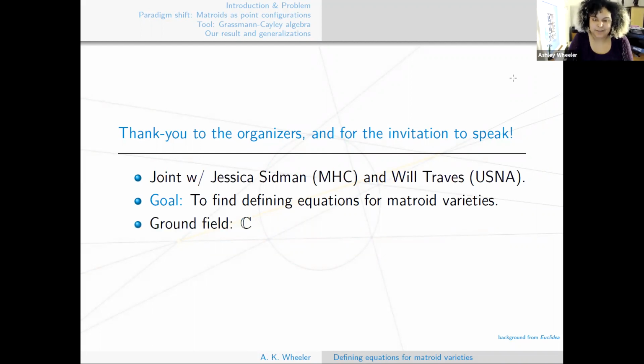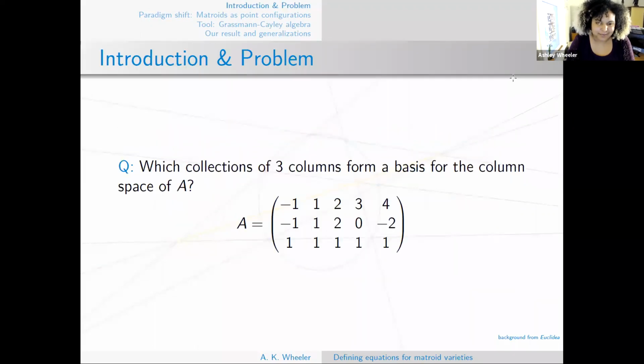The ground field is just C, so assume everything is over C. All right, so first I want to introduce what a matroid is before I start talking about matroid varieties. So I'm going to start with this question. Here's a matrix A, and I want to know which collections of 3 columns form a basis for the column space of A.